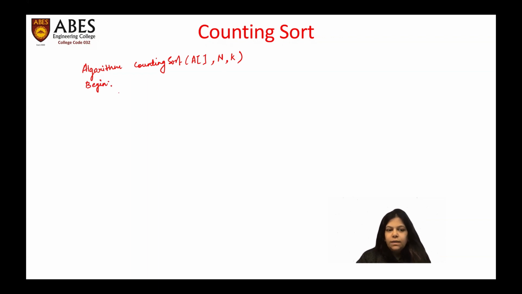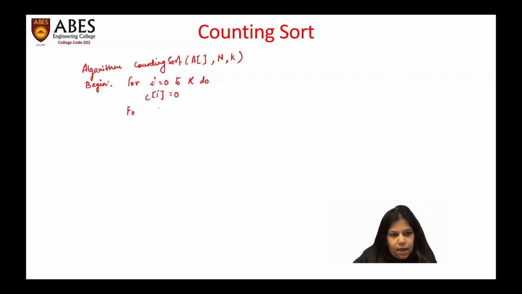Now, in order to begin this algorithm, first of all, we have to take one array with the name C and we have to initialize it with 0. And as we have seen, the counting array was having elements from 0 to 9. So we can say that I will start from 0 till k. And here what we have to do is assign C[i] to 0.